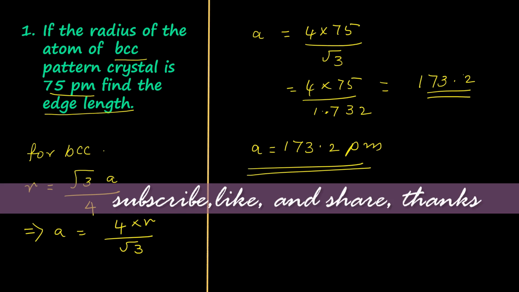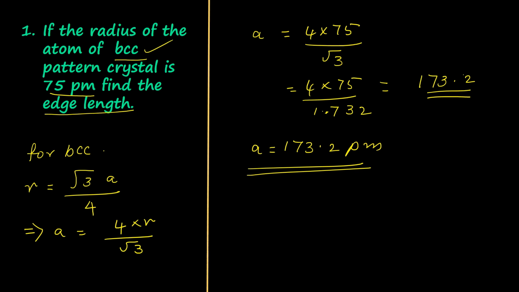173.2 picometer. For crystals of ionic compounds, the calculation process becomes slightly different. In this problem, there is only one type of particle. This is a very simple question.